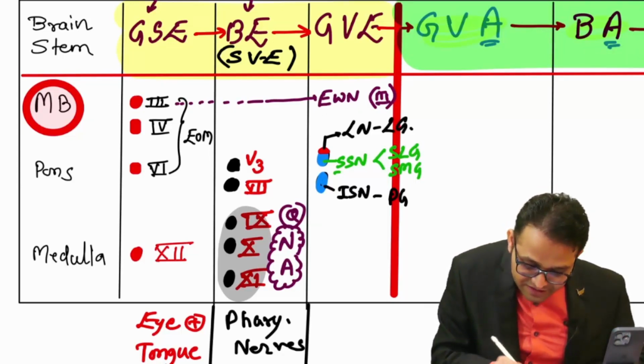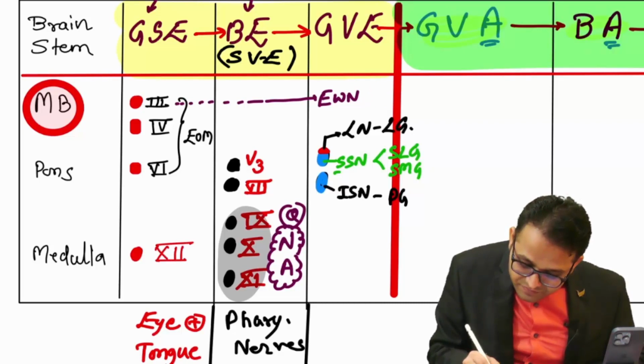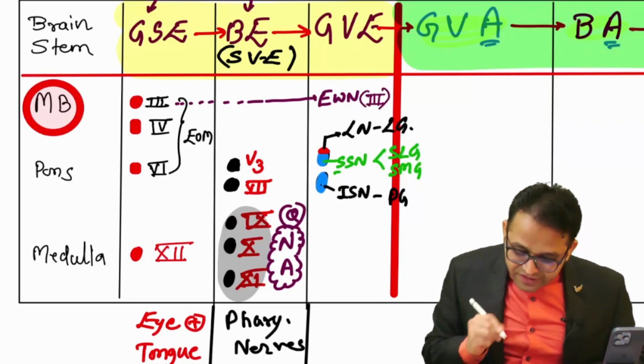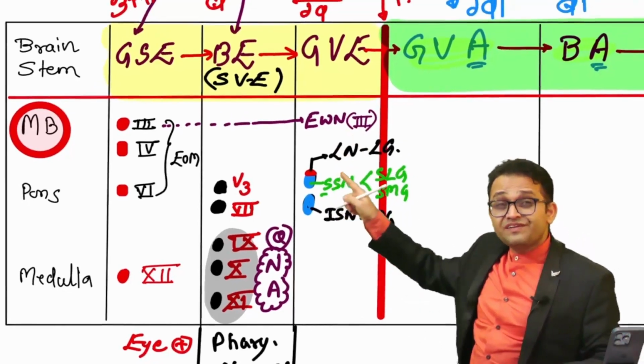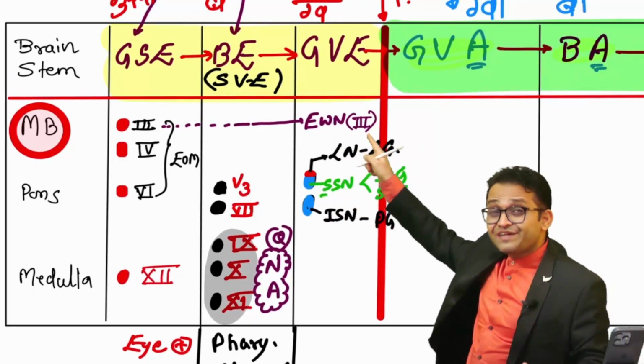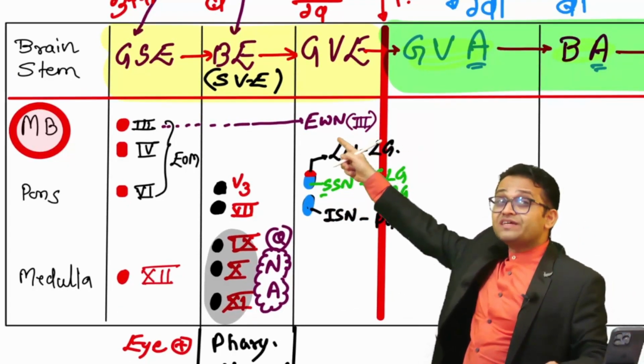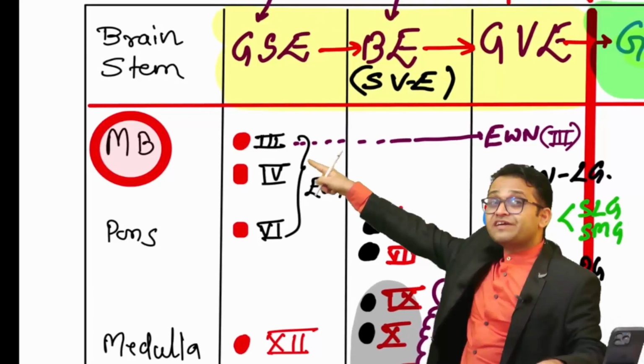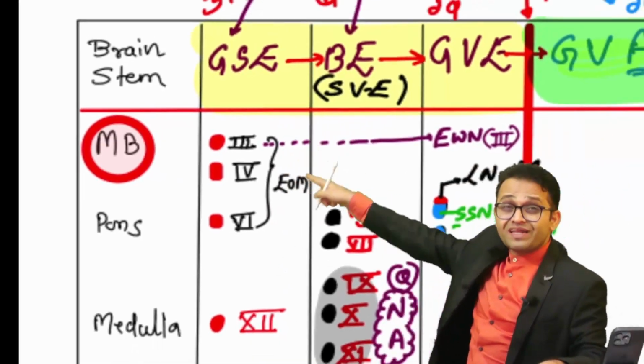Edinger-Westphal nucleus, it is related with the third cranial nerve. So general visceral efferent, which cranial nerve? Third cranial nerve, but only the Edinger-Westphal nucleus. Remember, the remaining part of the third cranial nerve comes in the general somatic efferent.